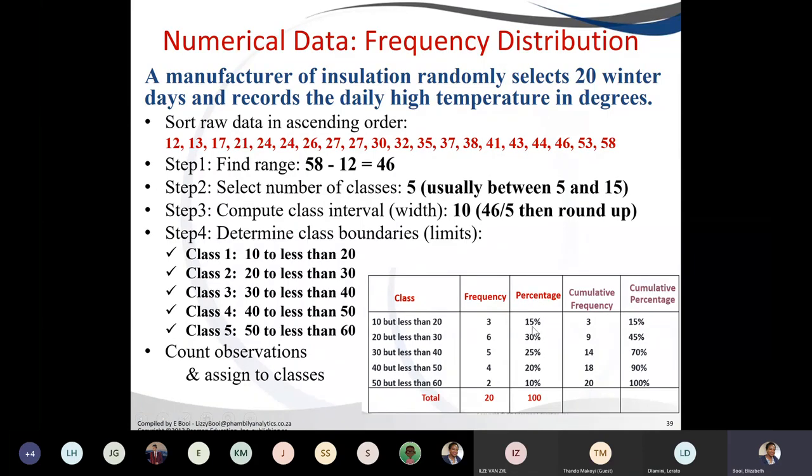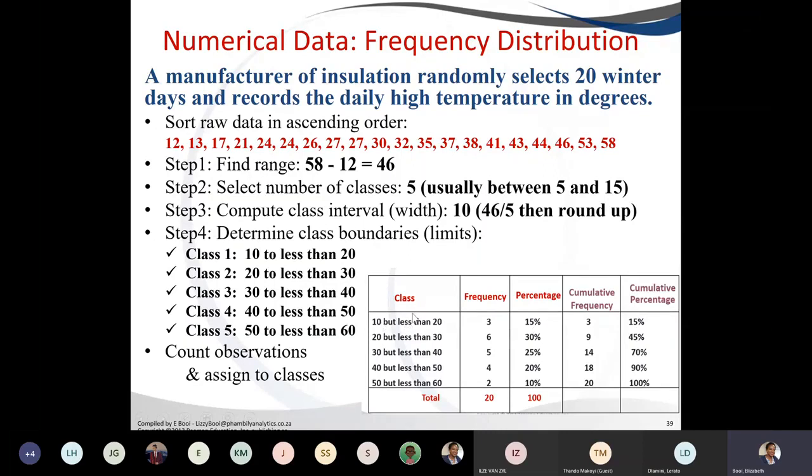Then we can calculate the percentage by saying 3 divided by 20 gives you 15. 6 divided by 20 gives you 30, and you do the same for the whole table. Now, what do we use this for? How do we interpret some of this? Because you might be asked in the exam to interpret some of these values as well. But before we interpret those values, they can also ask you to create the cumulative frequency. What the cumulative frequencies are.